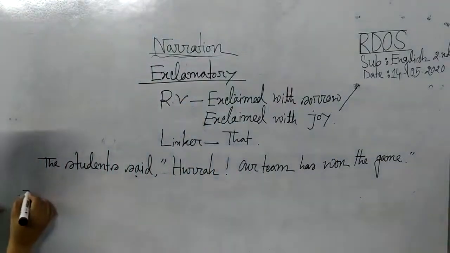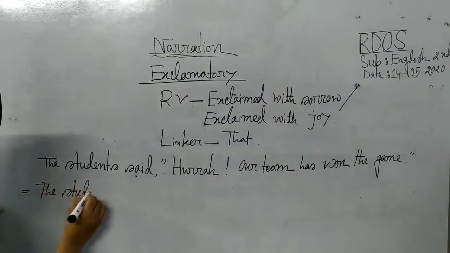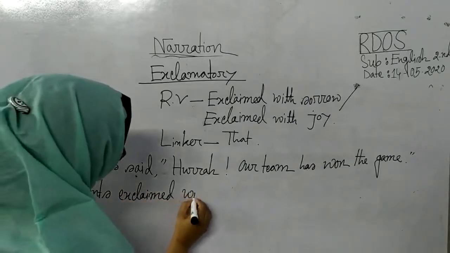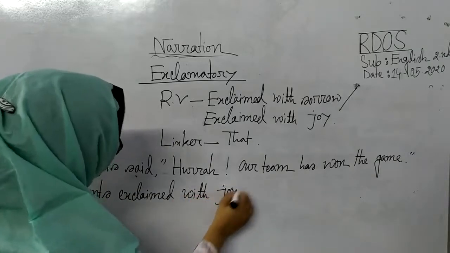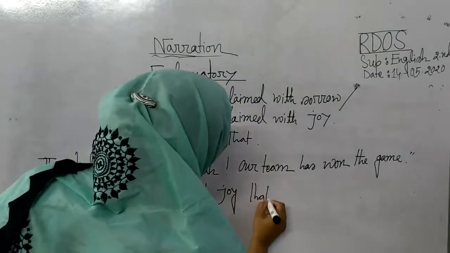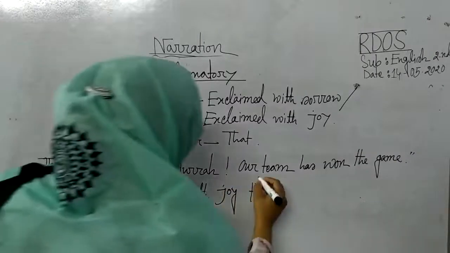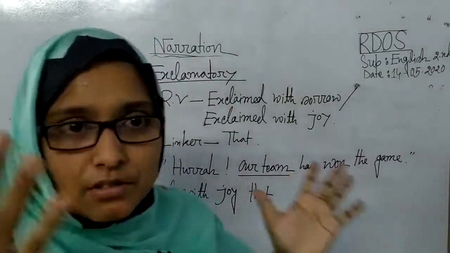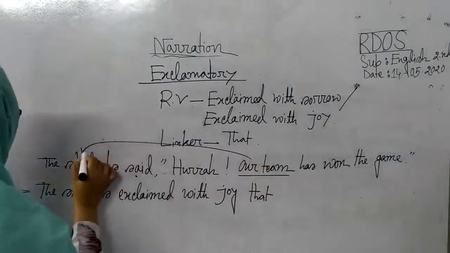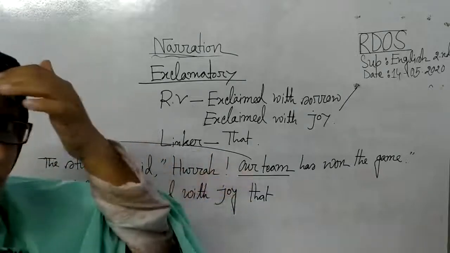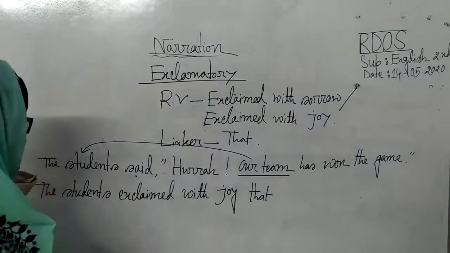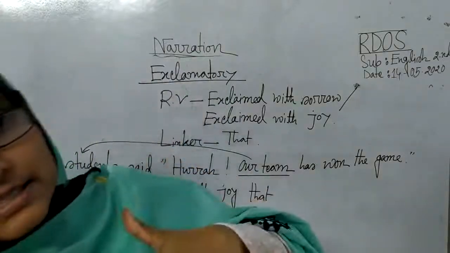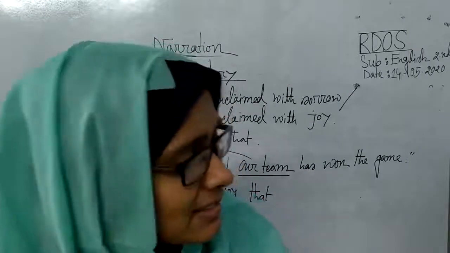So we must write the students exclaimed with joy. Then the linker. Exclaimed with joy that. Good. Our team. Yes, this is which person? Our team. This is, yes, this is first person. Will follow the speaker, the students. And here our is the possessive form of we. Our is the possessive form of we. So the students, what is the pronoun of the students? Yes, they. And what is the possessive form of they? Yes, good. Yes, their. Thank you.